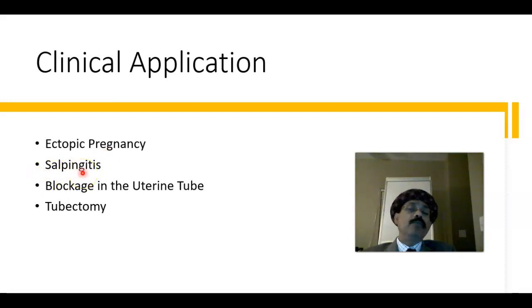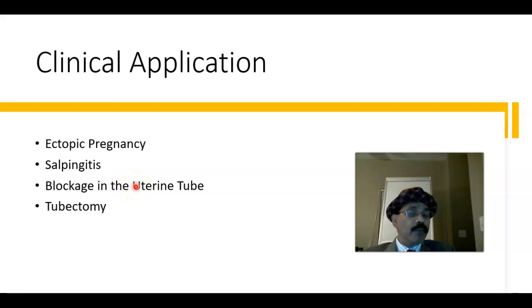Salpingitis is inflammation of the salpinges. Salpinges is another name for the uterine tubes. Salpingitis is a part of pelvic inflammatory disease, and may be caused by sexually transmitted diseases like gonorrhea or chlamydia. Blockage of the uterine tube may be part of the pelvic inflammatory disease, salpingitis. So the passage is inflamed and blocked.